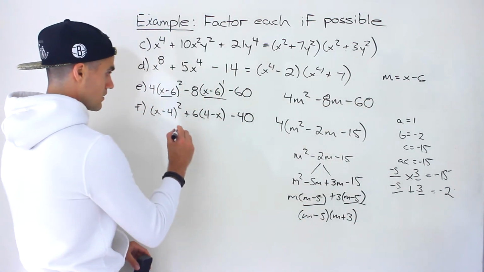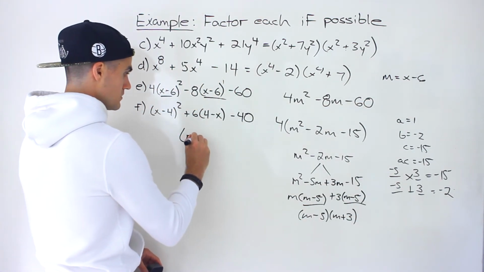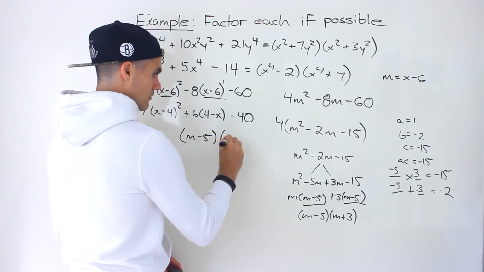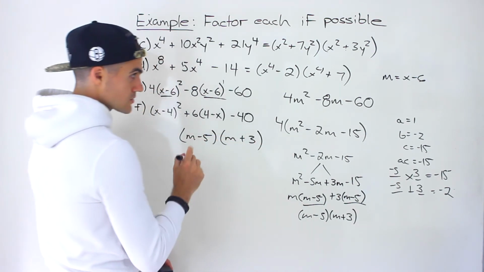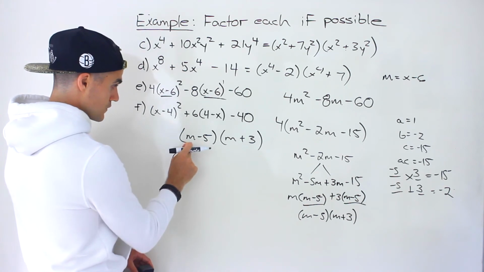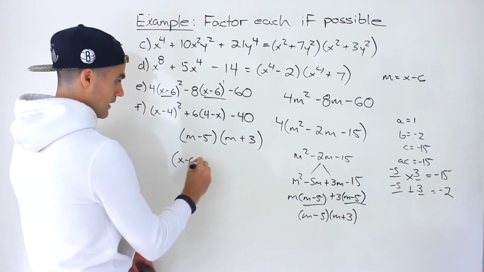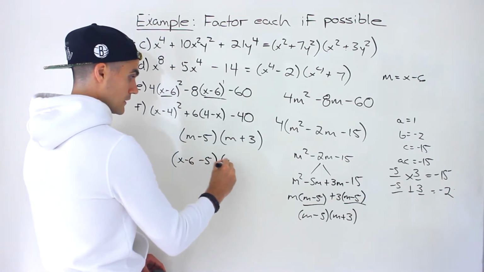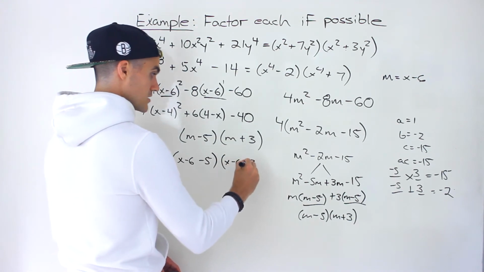So here's where there's going to be a little bit more algebra still. Let me just write out that line. So now I'm going to bring back the x minus 6 for the m. And then we still have this minus 5. And then I'm going to bring the x minus 6 for this m. Then we got the plus 3.